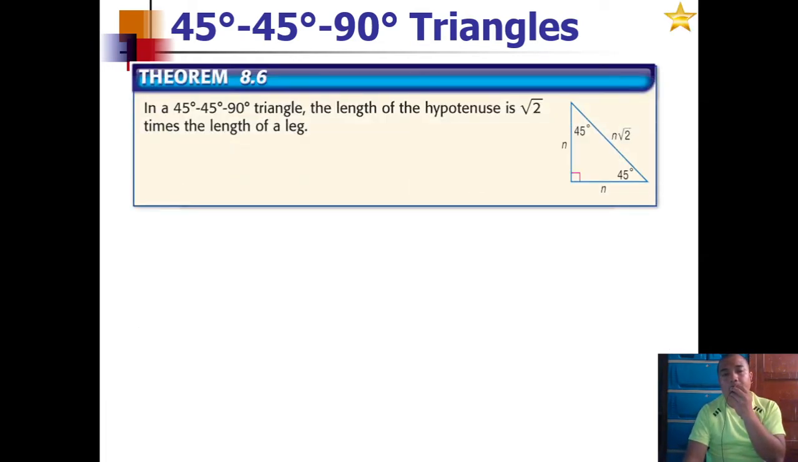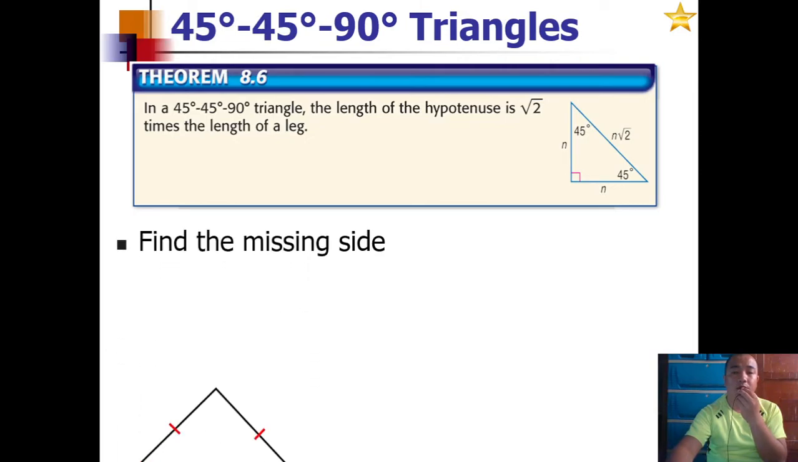So now the theorem. This is the isosceles right triangle theorem. In a 45, 45, 90 triangle, the length of the hypotenuse is square root of 2 times the length of a leg. That's the shortcut. If the leg is 2, what is the length of the hypotenuse? 2 square root of 2. If the leg is 3, the hypotenuse is 3 square root of 2. Just multiply one leg by square root of 2.